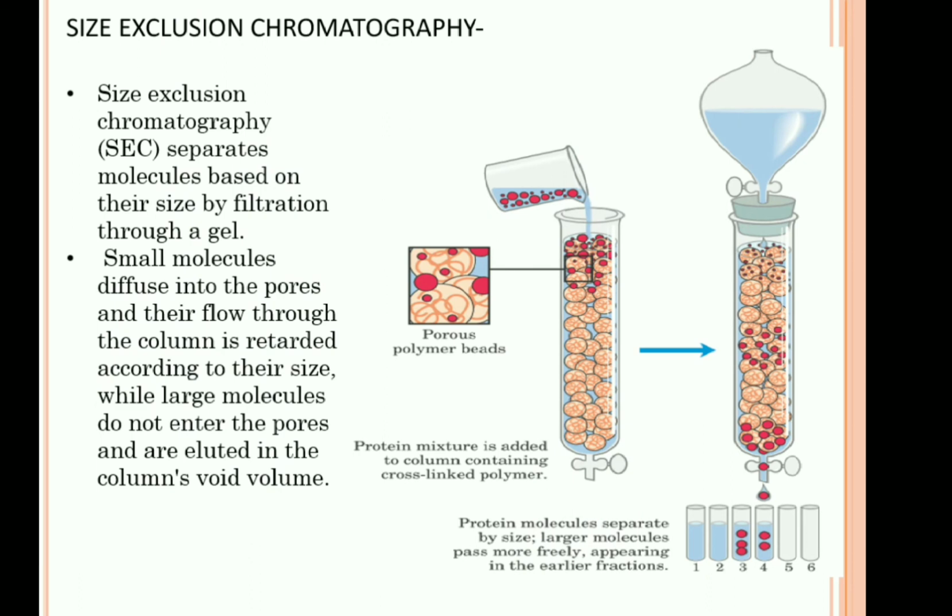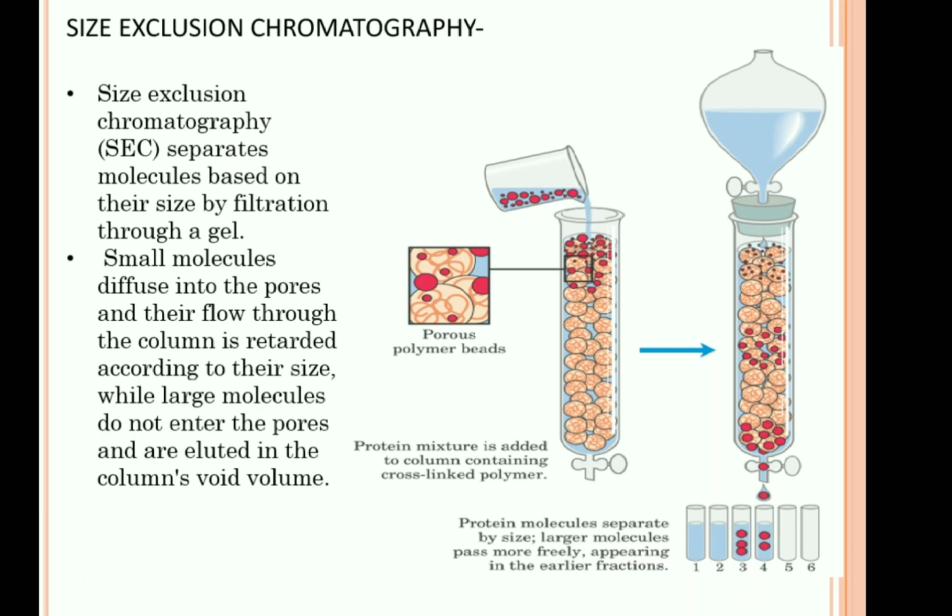Then size exclusion chromatography, the last one. This chromatography mechanism separates the components on the basis of size, by filtration through a gel. Here, in the column, there are porous polymer beads. As we have studied in ion exchange, here also there are beads.